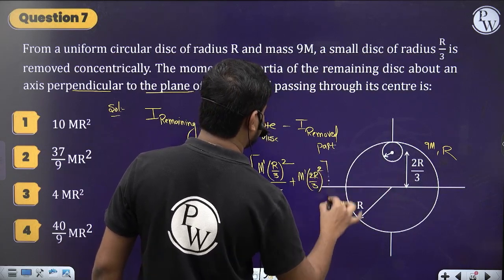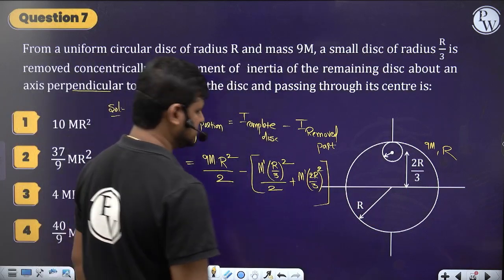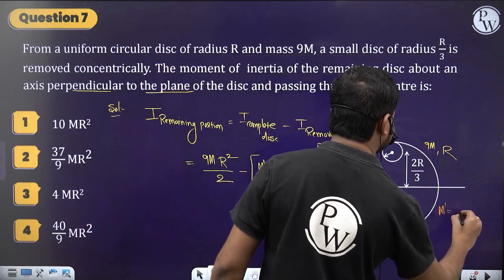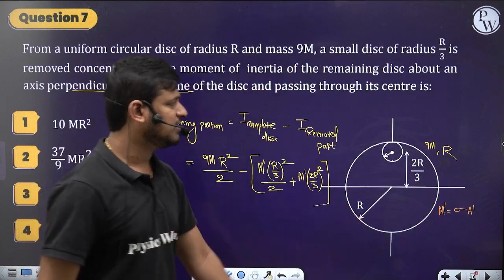So 2r by 3 whole square, that's it. Now how do we find the mass of the remaining portion first? The mass of the remaining portion I can find here. So M dash is equal to sigma into A dash.